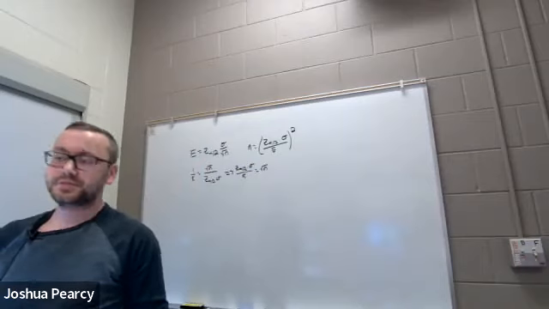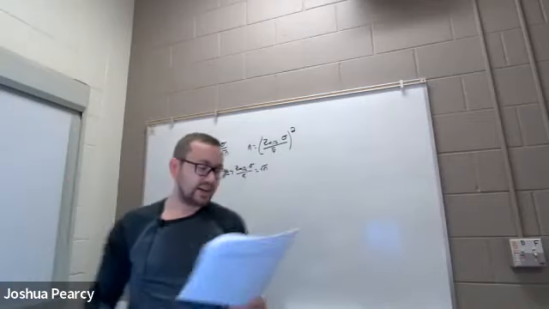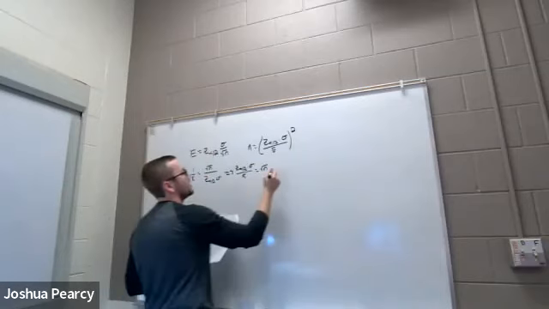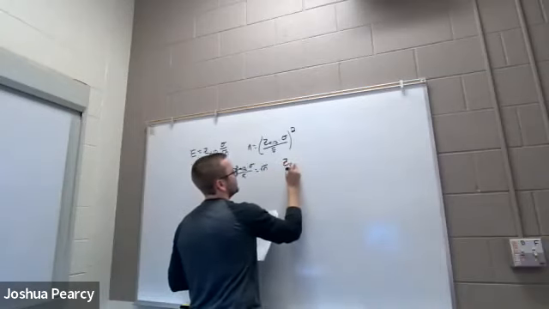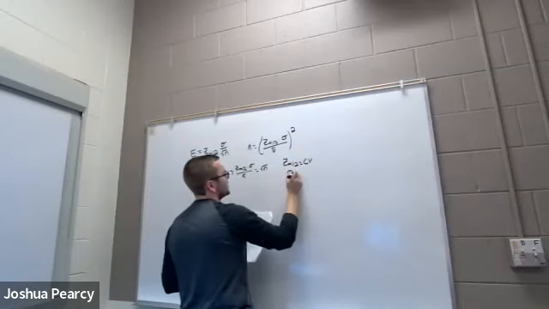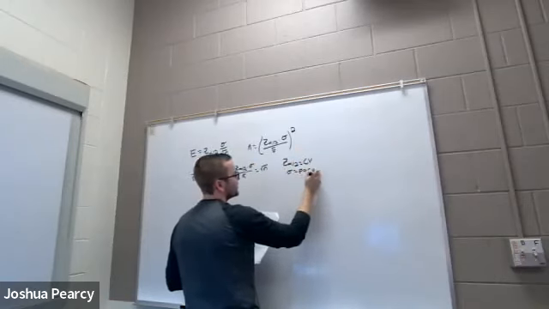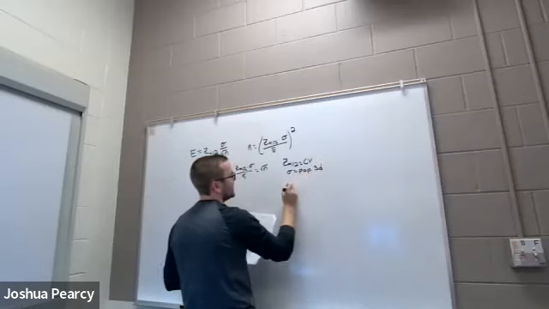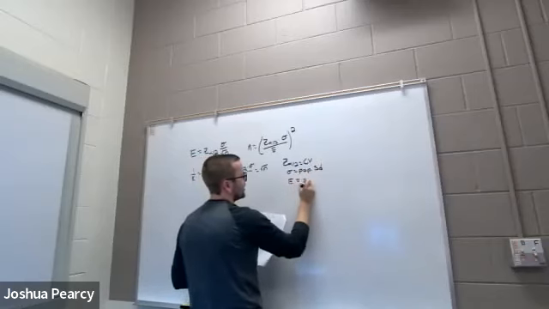Cool, easy enough. And in here, Z alpha over 2 is obviously the critical value. Sigma is the population standard deviation. And E is the given margin of error.